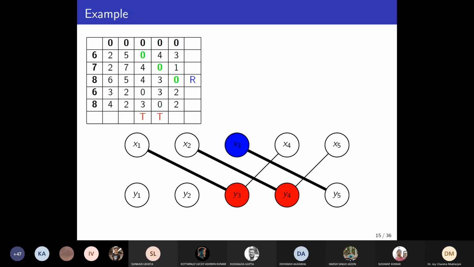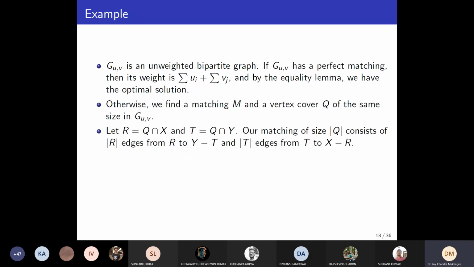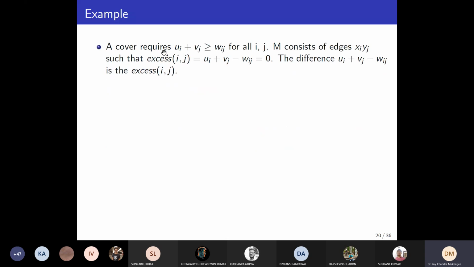So a cover requires, when we say cover, we know that ui plus vj must be greater than or equal to wij for all ij. That we know. And M consists of edges xi yj such that xs ij equal to 0, ui plus vj equal to wij in all these cases. In the last matrix, in the unweighted graph, ui plus vj equal to wij, that is why all those edges will be introduced. The difference ui plus vj minus wij is the xs. Okay.